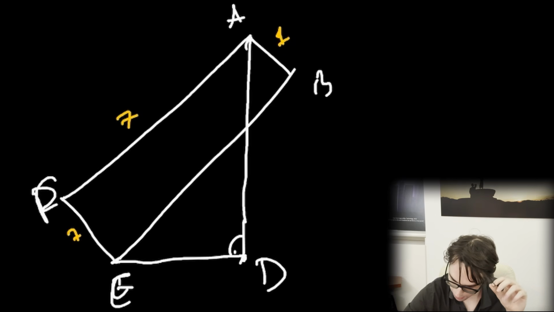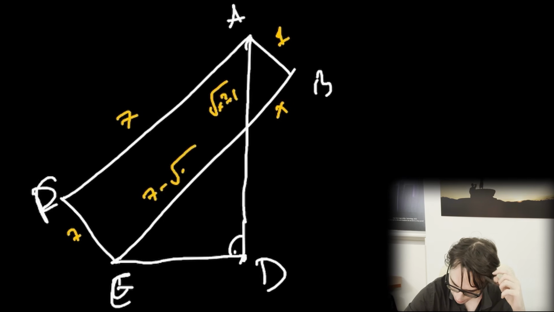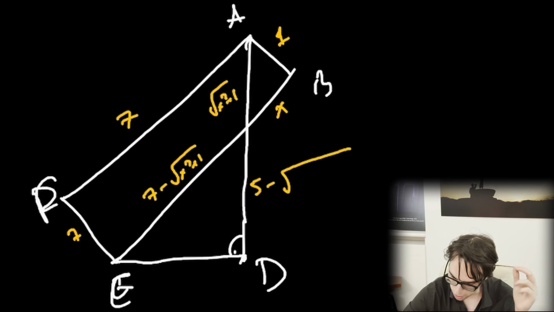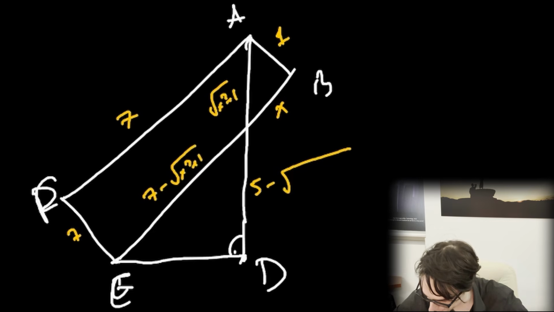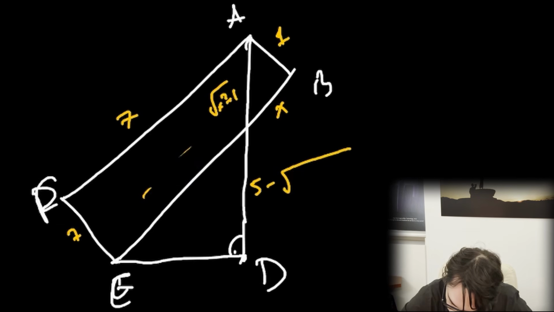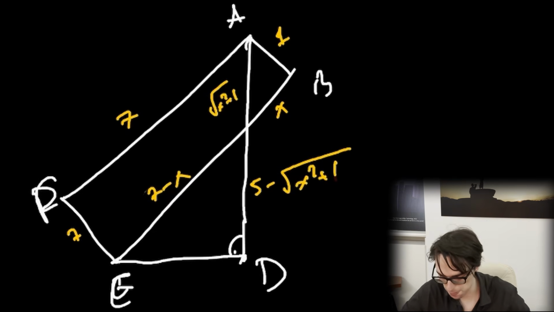So let's now add some variables. Let's call this x. This is the square root of x squared plus 1. This is 7 minus the square root of x squared plus 1. And then this is going to be 5 minus the square root of... Actually, no, this is not going to be that. The other one is incorrect. This part is going to be 7 minus x instead. So this is going to be 7 minus x. And here it's 5 minus the square root of x squared plus 1.